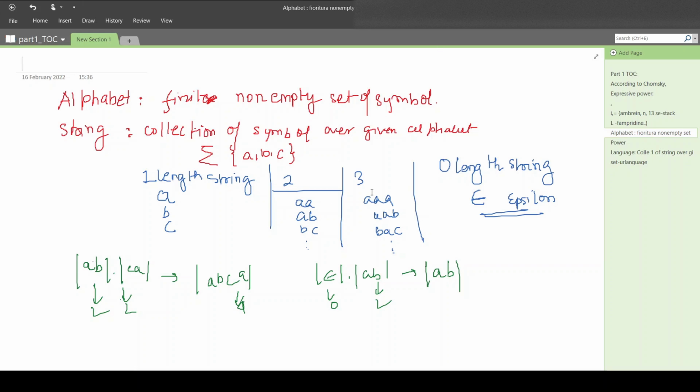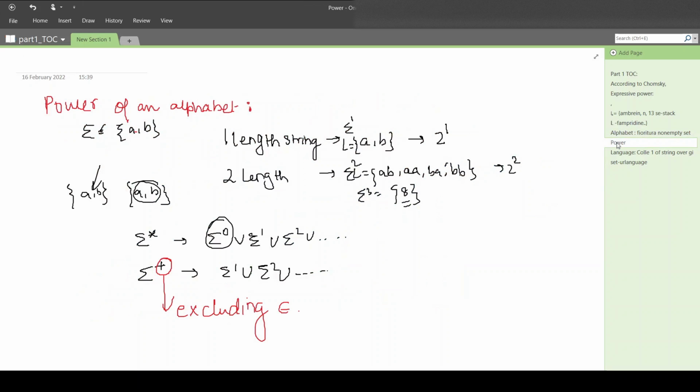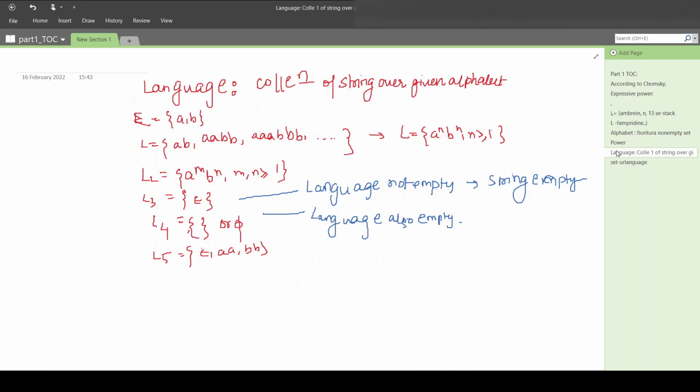One-length string, two-length string, three-length string, but the zero-length string, epsilon, is very much important. Power of an alphabet: as I described, when it goes inside alphabets two times, three times, four times or 100 times, we say sigma to the power 1, 2 or 100. Now sigma star represents the complete language, and sigma plus represents all strings except epsilon.